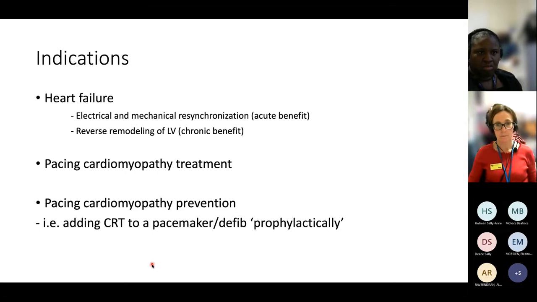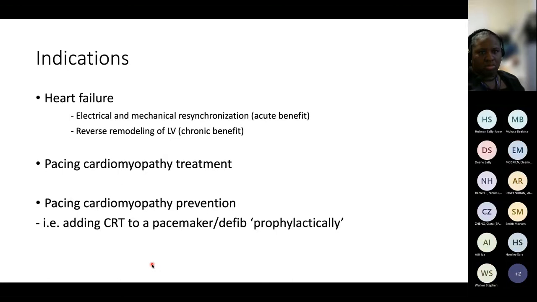So essentially someone who's got a normal or near normal ventricle, who for some reason is getting a device anyway. So whether they need a standard pacemaker because they're bradycardic or they're getting an ICD, you can right off the outset implant a CRT, thinking, well, look, if these people are likely to develop a cardiomyopathy, we're going to prevent that by putting CRT in straight away.